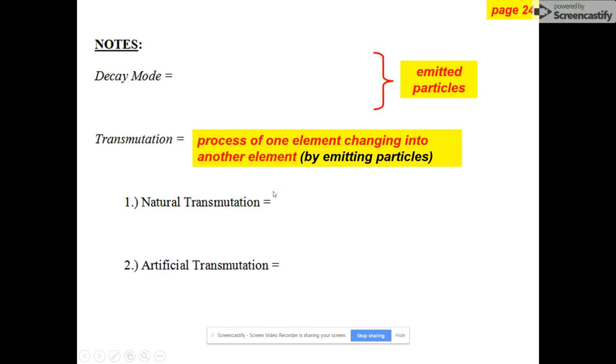Okay? Now, when we talk about this, it's important to talk about the decay mode. The decay mode just means the type of radioactive particles that are emitted. What are we talking about? Things that we've been talking about already. Alpha particles, which are just like helium nuclei. Or beta particles, which is a fancy word for electrons. Or positrons, which are those anti-electrons. They're like the opposite of an electron. They have a positive charge, but no mass. Okay, so those are the particles that can be emitted, and in that process, one element can change to another element.